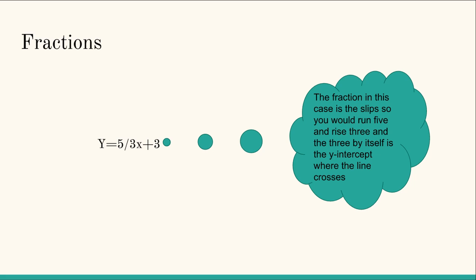Here we have fraction, a mathematical expression representing the division of one whole number by another, usually written as two numbers separated by a horizontal line. In this case, rise over run.